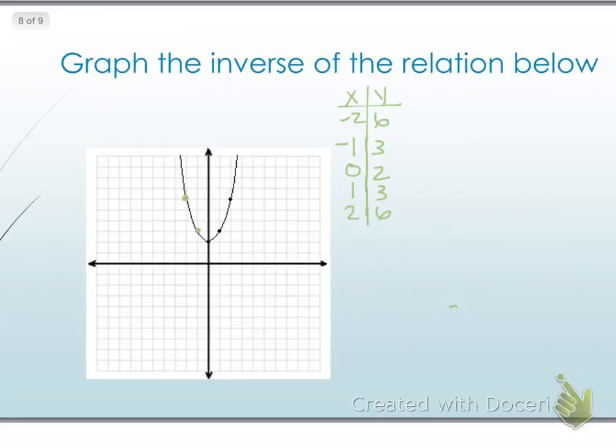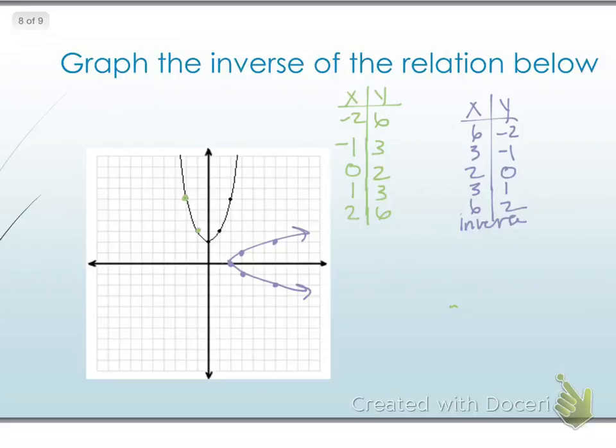So for me to graph my inverse, we're flipping our x's and y's. So this is going to be my inverse one. So I have 6, 3, 2, 3, 6, and then -2, -1, 0, 1, 2. So I go right 6, down 2. Right 3, down 1. Right 2, and then we stay there. Right 3, up 1, and then right 6, up 2. So it looks something like this. And then I will show you, given the equation, how to graph these in the next lesson.